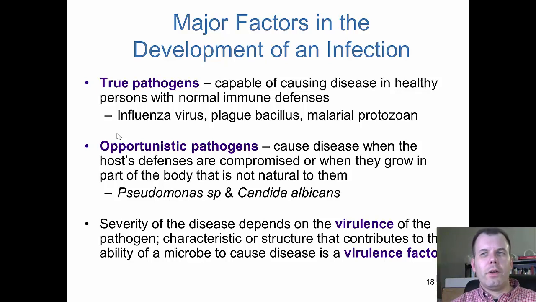Okay, the severity of the disease depends on the virulence of the pathogen and the characteristic structure that contributes to the ability to cause disease, and we call that a virulence factor. So essentially, when we say how severe something is, we say it is very virulent. If it causes lots of diseases in lots of people, we say this is a very virulent strain. And virulence factors are the factors that are produced by that organism that cause you to get sick. And again, we'll talk a little bit more about this, but I'm just bringing it up now as a terminology that you will see again and again.